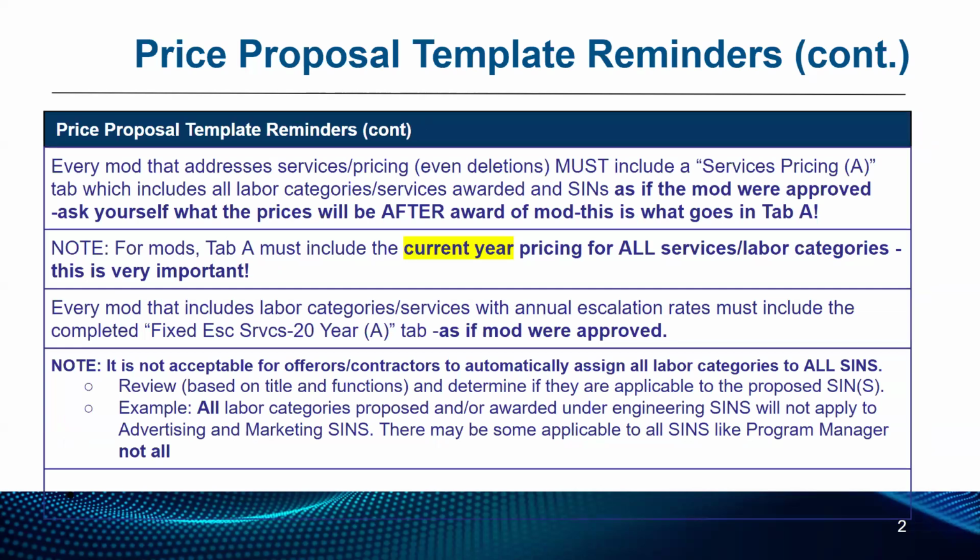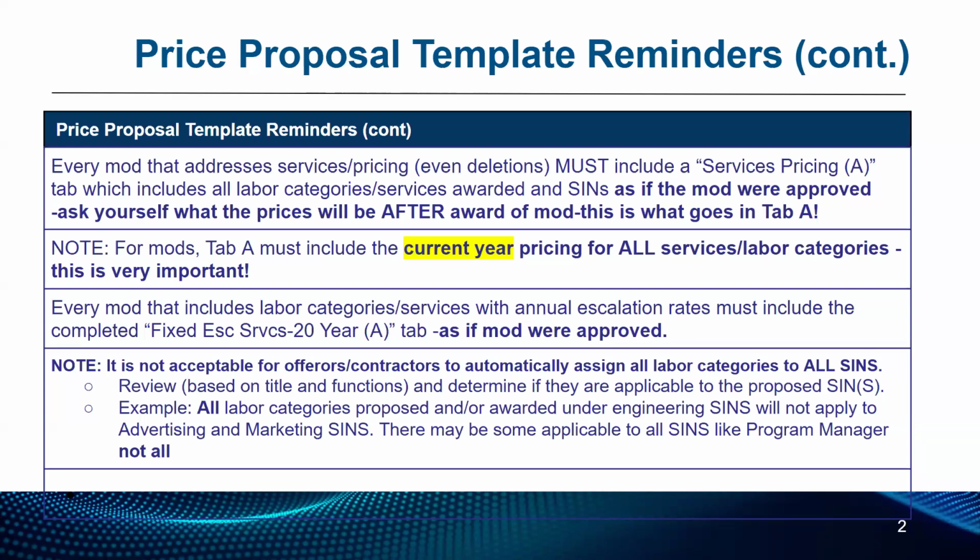Some additional reminders. Every mod that addresses services, pricing, even deletion must include the tab A, as if the mod were approved. For mods, tab A must include the current year pricing. So update that pricing to current year. And make sure if you have a fixed escalation rate, make sure that tab A is approved or completed for the fixed escalation as well, and that you're not going backwards in your pricing. So you should use the current year going forward when you're putting out your pricing.